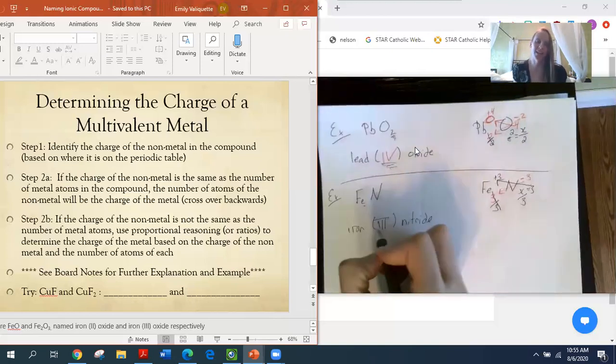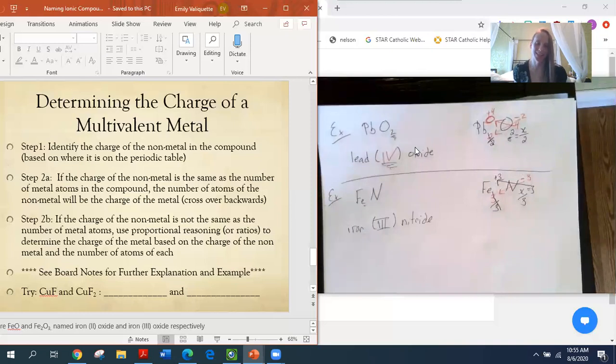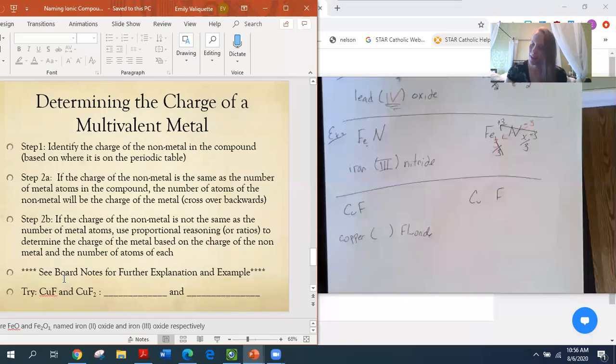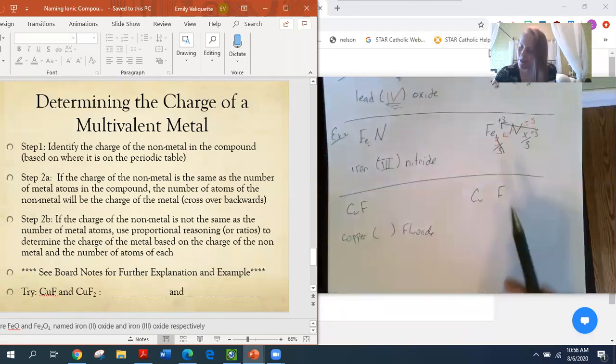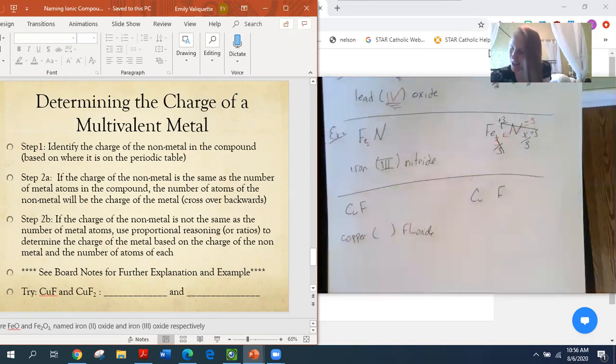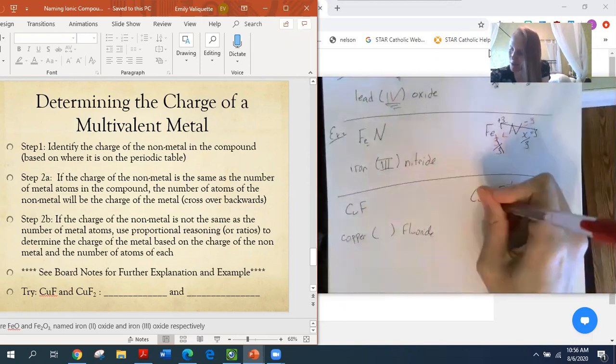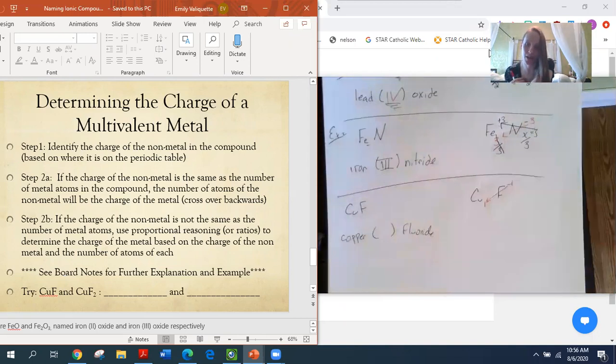So iron 3 nitride would be your final answer. Pause here and try these two at the bottom here. Okay, so with CuF, that is copper something fluoride. So we start with our fluorine. That has a charge of -1, which would cross over and leave a 1 behind the copper.